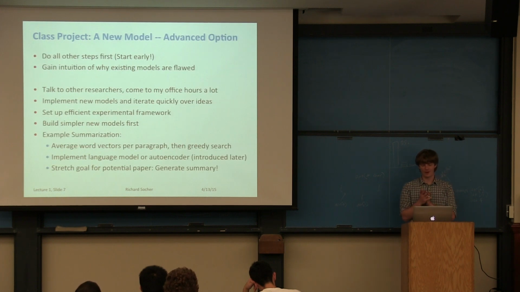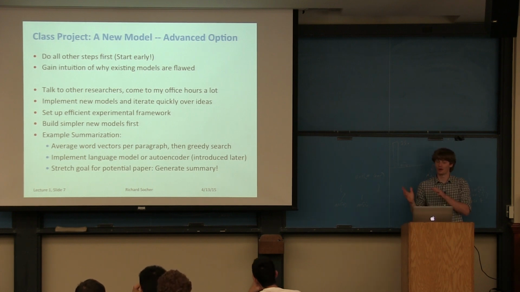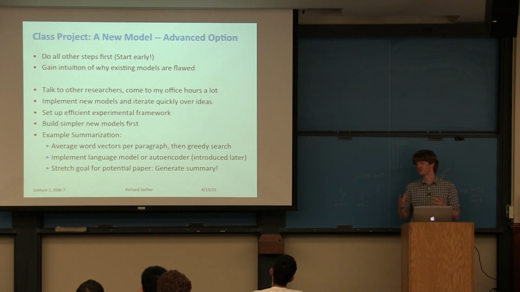All right, so why is it harder to build a new model and do that as your class project? Largely because you have to do all the steps I just described and then gain some intuition of why all these existing models are flawed and how they cannot possibly solve the task that you want to solve. And then you want to talk to other researchers, come to my office hours a lot, and implement new models. And that is essentially a research problem. So if you have lots of classes and you're not that excited about implementing new research, this is probably not the right task for you. It's better to have an interesting application of existing models.